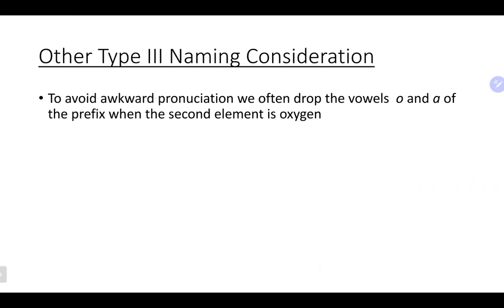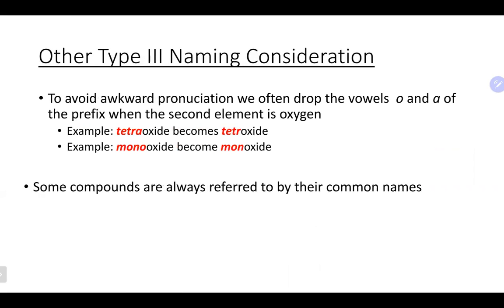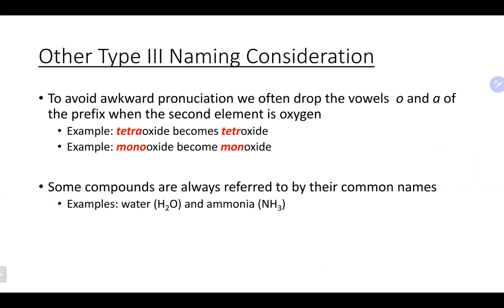So let's talk a little bit about how we name these things here. And again, a couple of examples of things we do. If we had 4 oxygens, tetroxide. Once again, here we would drop the A off of the prefix. And again, with the mono, as I just said, we drop one of the O's off of the prefix. Remember, something like H2O is water, NH3 is ammonia, and we go by those common names, not dihydrogen monoxide. We don't want any of that stuff, or nitrogen trihydride.